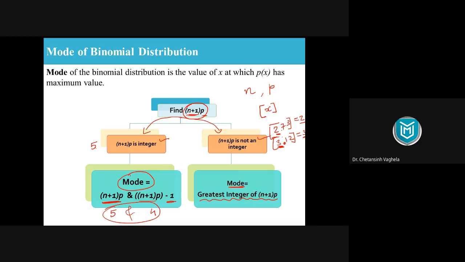अगर n plus 1 into p की वैल्यू नॉन इंटीजर आ रही है तो उसका जो इंटीग्रल पार्ट है ना, the integral part of n plus 1 into p, that will act as a mode. As simple as that. So this is the way we can decide the mode for the binomial distribution.